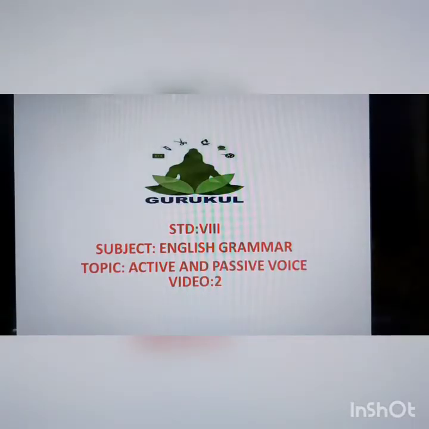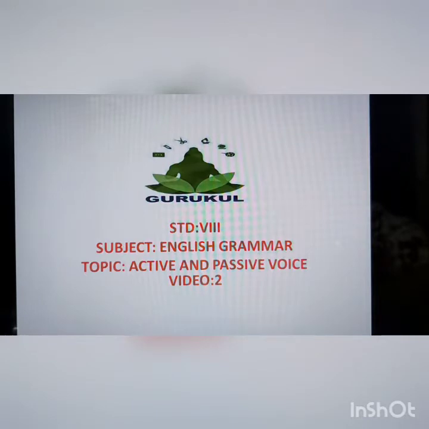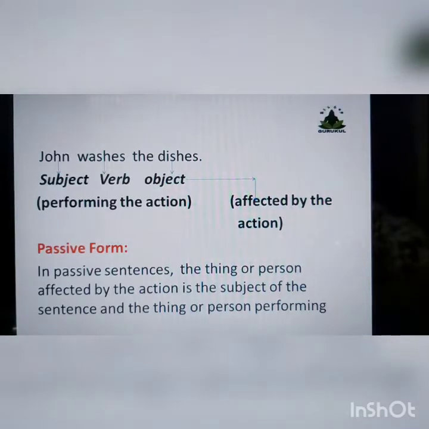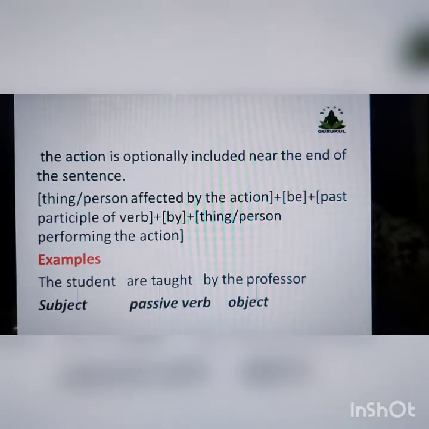So children, let's come back to the active and passive voice. In the previous video, we discussed the active voice. Now in this video, we are going to discuss the passive form. So let's start. In passive sentences, the thing or person affected by the action is the subject of the sentence, and the thing or person performing the action is optionally included near the end of the sentence.